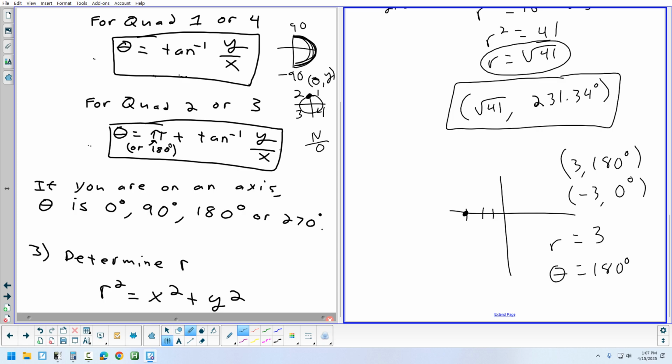Right, both these answers are correct. Now, if that question was on the test, would you want both of them? I'd probably ask for one of them. I might say, write your answer without negative numbers, and if I said that, then I'd be looking for that.